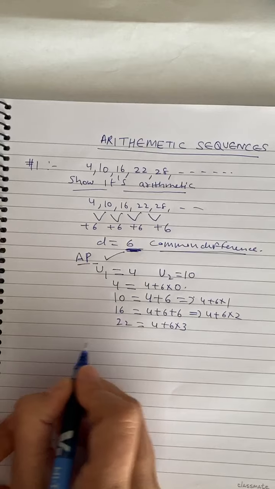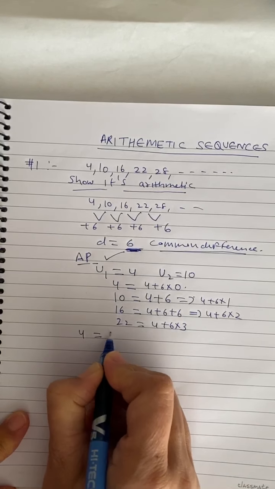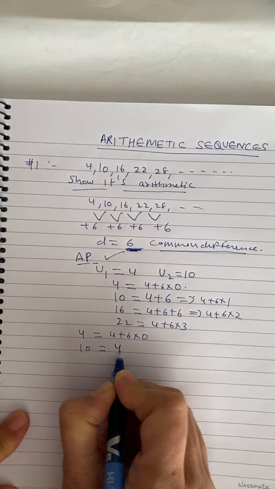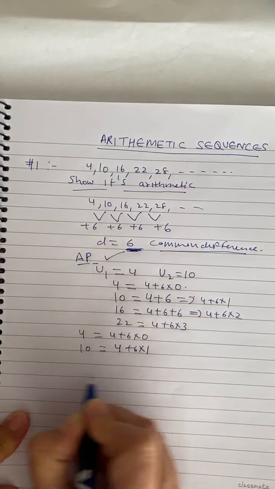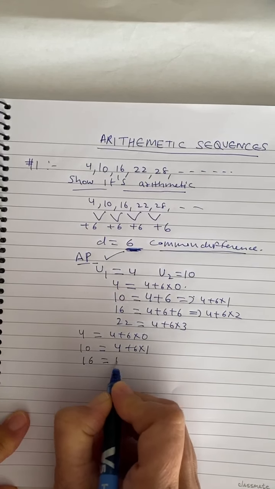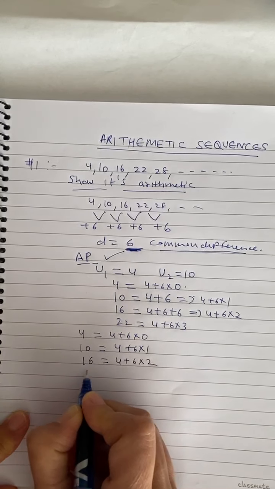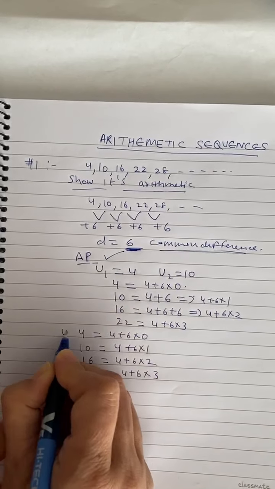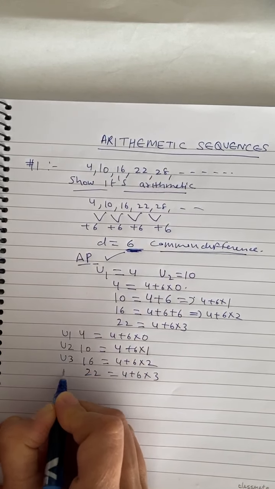So I'm going to rewrite this again. My 4 is 4 plus 6 times 0. 10 is equal to 4 plus 6 times 1. And then 16 is 4 plus 6 times 2. And then 22 is 4 plus 6 times 3. So this is u1, this is u2, u3, u4.